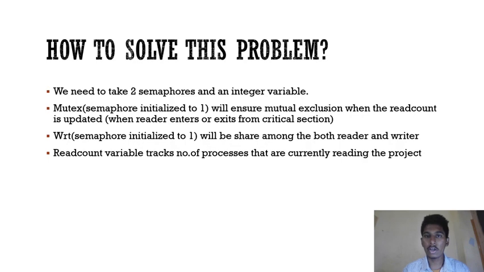which keeps track of the read count variable. WRT is another semaphore, a write semaphore. It is shared among both the readers and writers, so it is the common data between both readers and writers. The third one is the read count variable. It is not a semaphore, it is just a variable, but it keeps track of the number of processes that are currently reading. So read count, as its name specifies, is the number of processes currently reading.